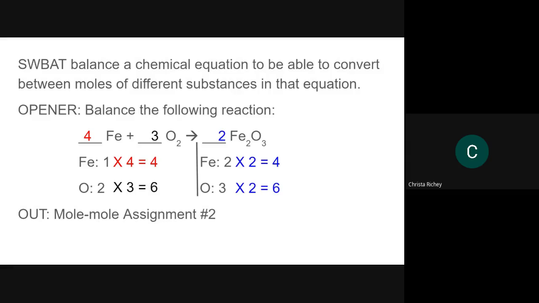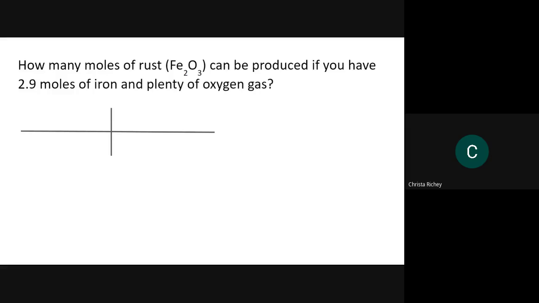So really, with today, and I know there's another slide. I know there is. How many moles of rust can be produced? I'm actually going to go ahead and answer the whole first question with you on today's assignment. So we balanced it, even though I had a typo on my thing. How many moles of rust can be produced if you have 2.9 moles of iron and plenty of oxygen gas?